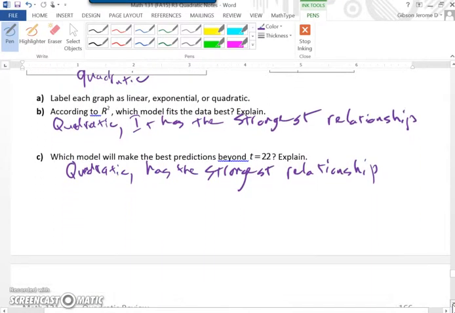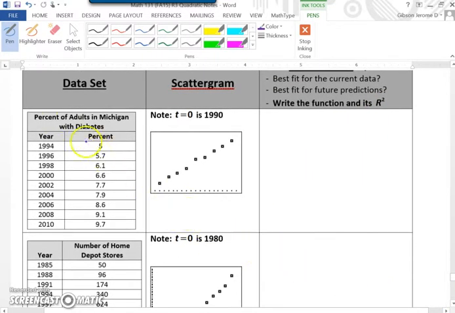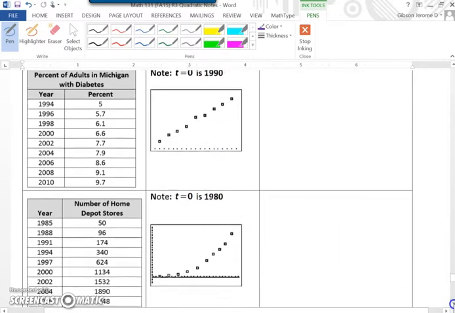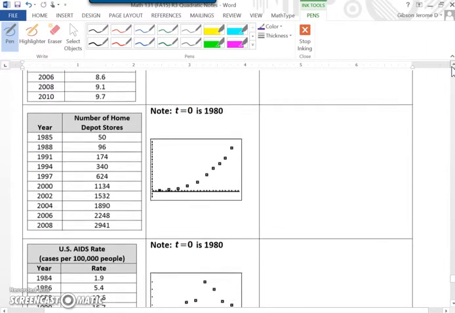Okay, now we go on to the next page. It says, fill in the table below. It says here, best model, explain, best fit for the current data, best fit for the future prediction, write the function and its R-squared. Now, basically what is happening here is you would need to enter these in. This says since 1980, this has 1990, this has 1980, and then the next graph has 1980.